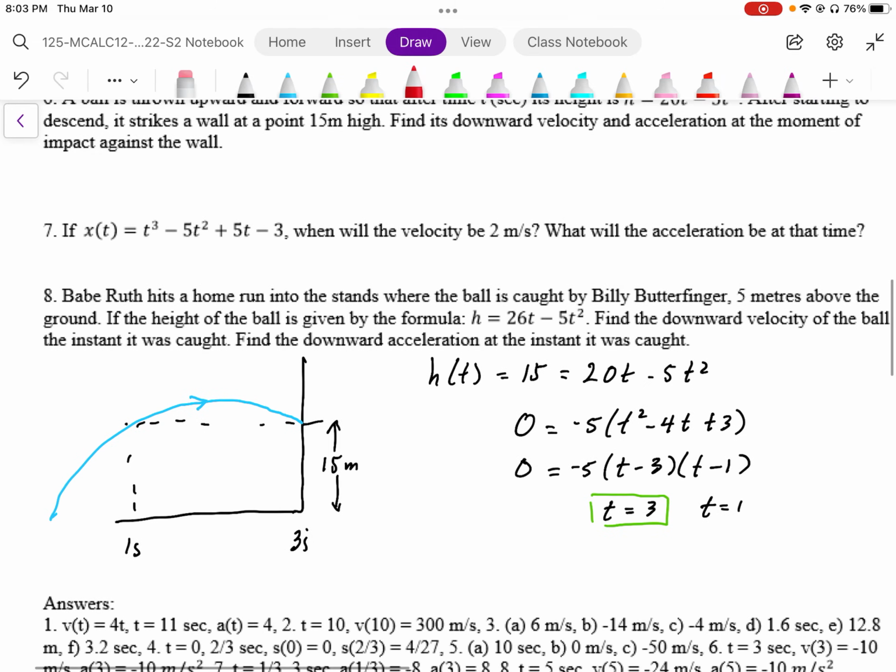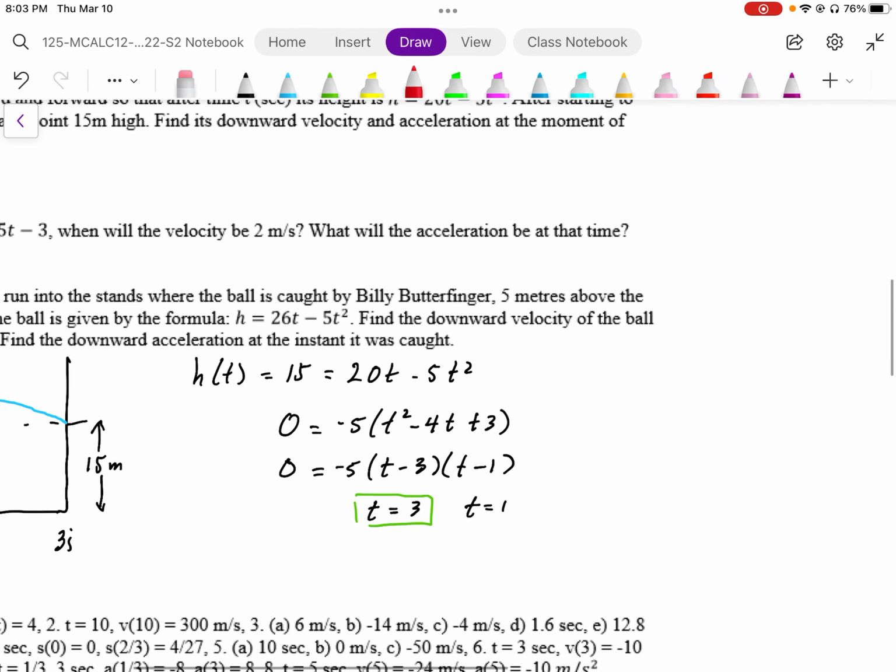So now at this point, we're going to find the velocity function. We're going to find h prime, which is our velocity function. And differentiating this, we get 20 minus 10t. And we want to then find the velocity at 3 seconds. So this works out to be 20 minus 3 times 10, and the velocity is going to be negative 10 meters per second.